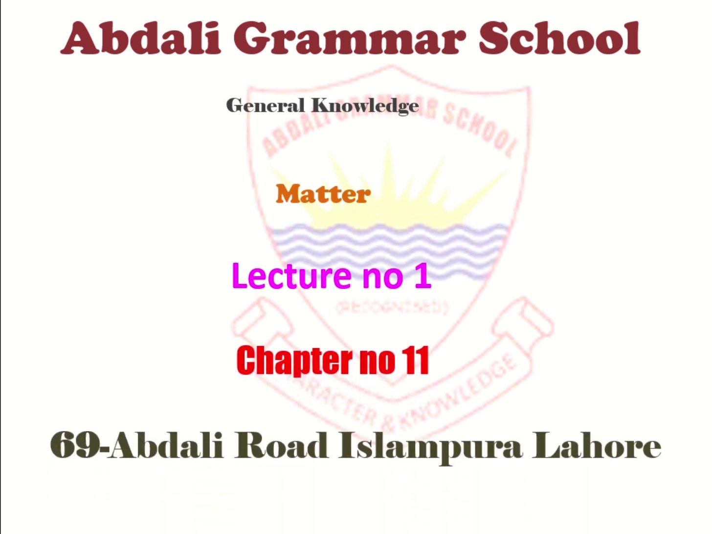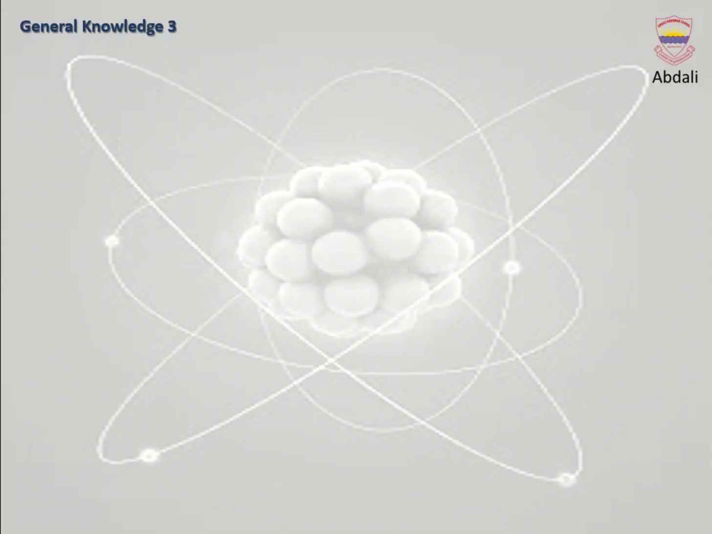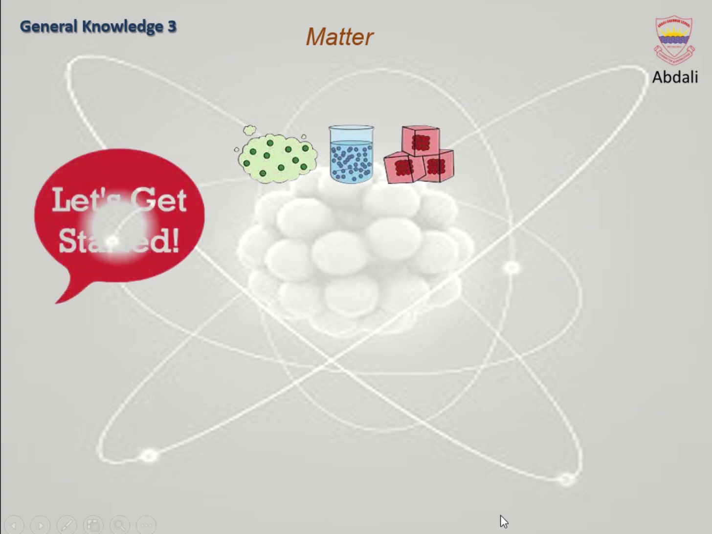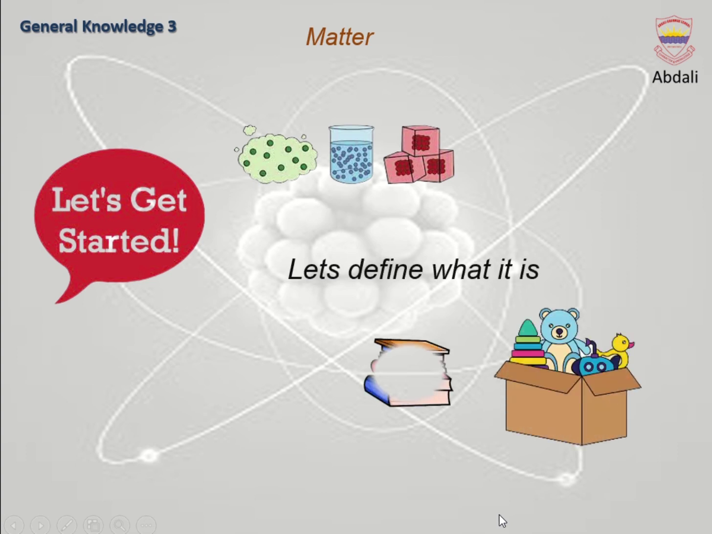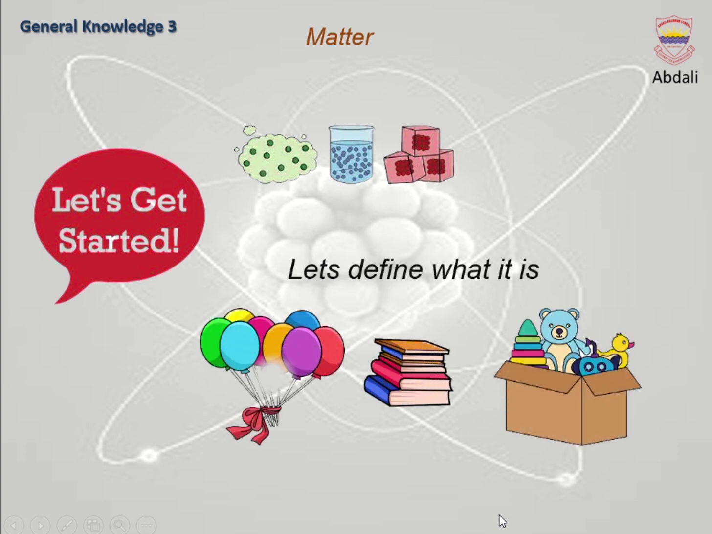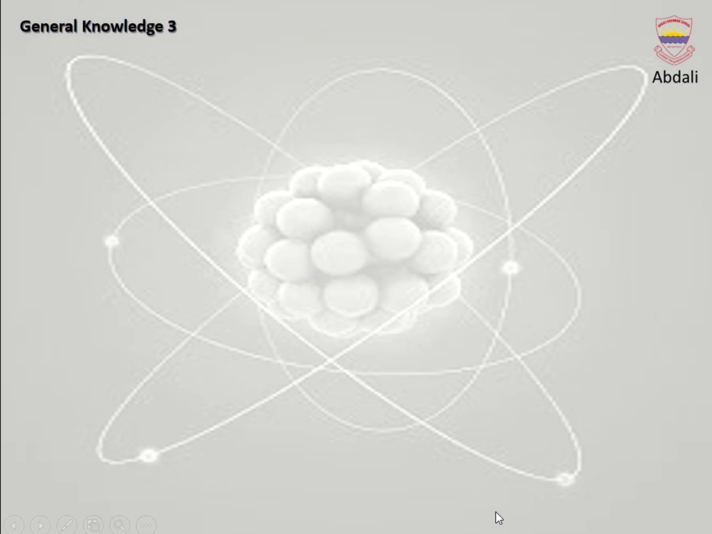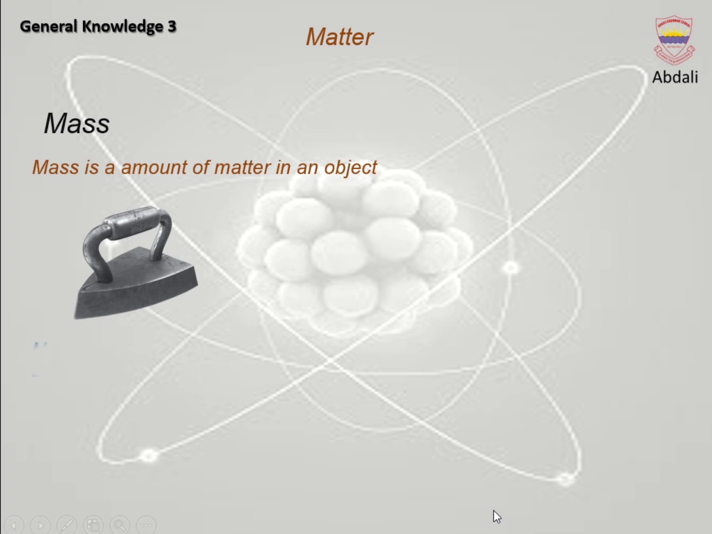Today, we're going to dive into the amazing world of matter. Are you ready to learn about what everything around us is made of? Let's get started. Before we talk about matter, let's define what it is. Matter is everything that takes up space and has mass. Look around you, and you'll see different objects made of matter, like your toys, books, and even the air we breathe. A pumpkin takes up space and has mass. Mass is the amount of matter in an object.